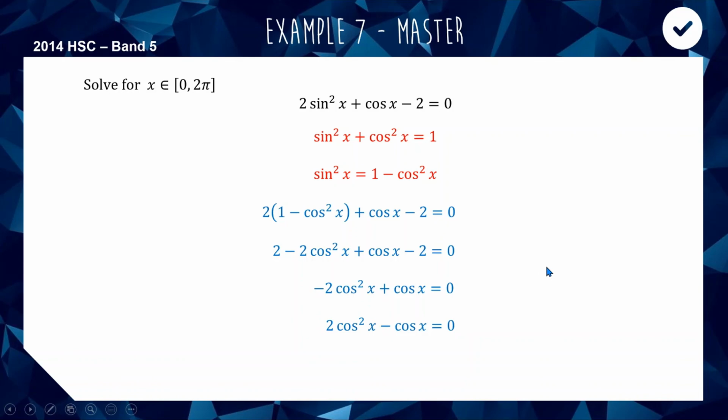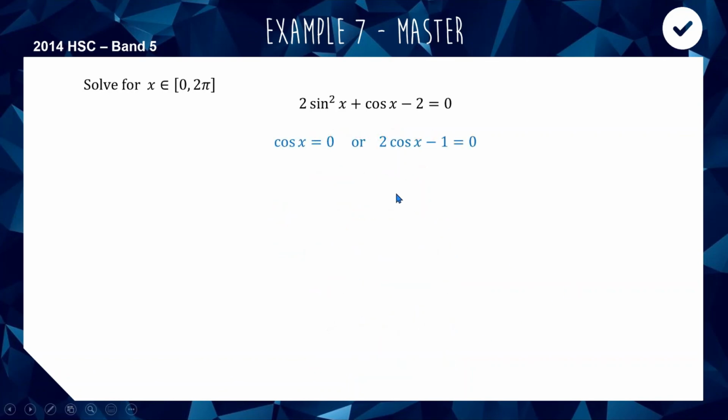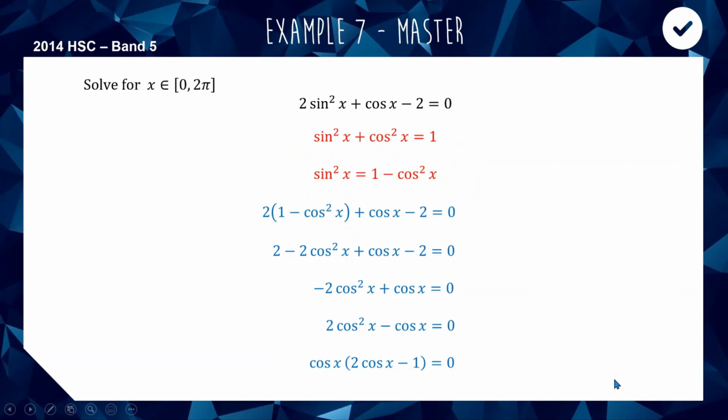Okay, now like last time, we're going to factorize this expression because we have a common factor of cos x. So factoring cos x out the front, we get 2 cos x for our first term, minus 1 for our second term, equal to 0. Now from this line, we can get two equations. We'll get that cos x is equal to 0, or 2 cos x minus 1 is equal to 0.